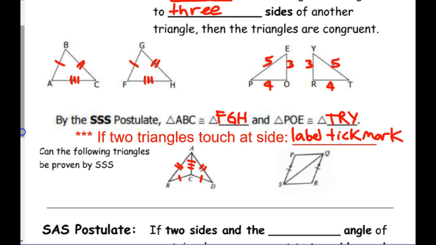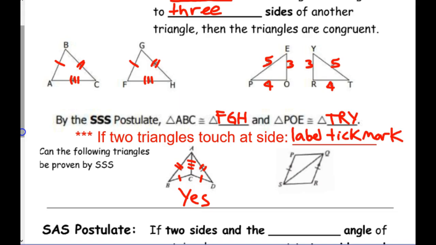Yes. So can the following triangle be proven by SSS? Yes, it can be, because all 3 are labeled. If they're not all 3 labeled, then you don't know. Okay? What about this one over here?